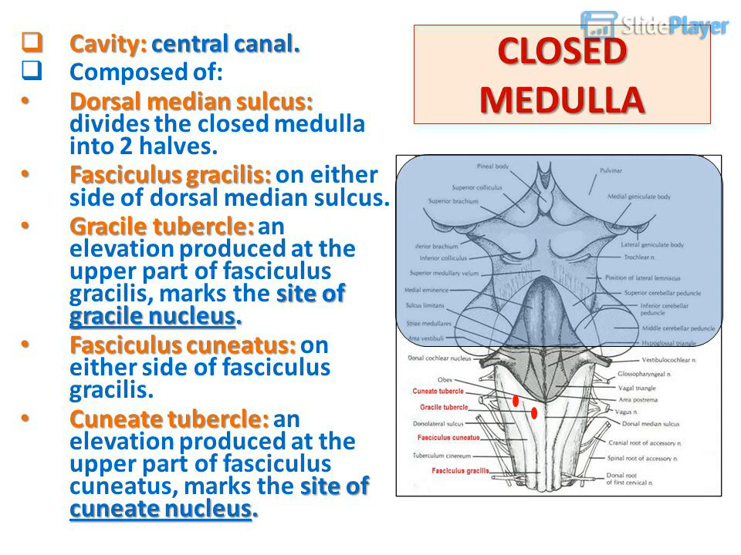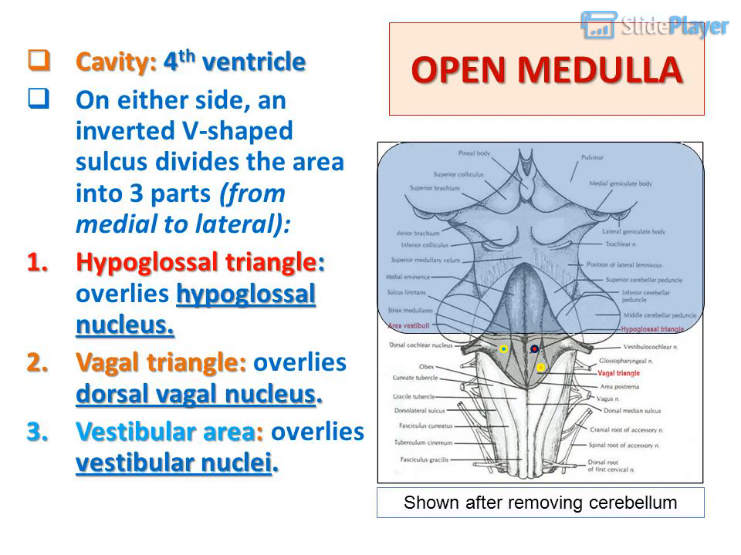Fasciculus cuneatus, on either side of fasciculus gracilis. Cuneate tubercle, an elevation produced at the upper part of fasciculus cuneatus, marks the site of cuneate nucleus. Shown after removing cerebellum. Open medulla. Cavity, fourth ventricle. On either side, an inverted V-shaped sulcus divides the area into three parts, from medial to lateral.